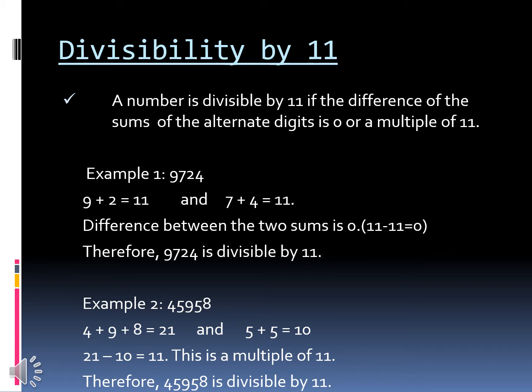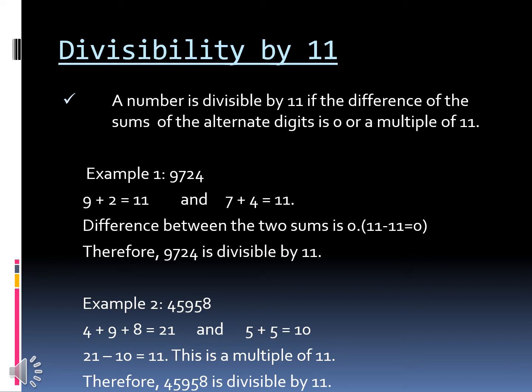So here the difference is 11, and 11 is a multiple of 11. We have already studied about factors and multiples. Every number is a multiple of itself. So 11 is a multiple of 11. Therefore, 45,958 is divisible by 11.